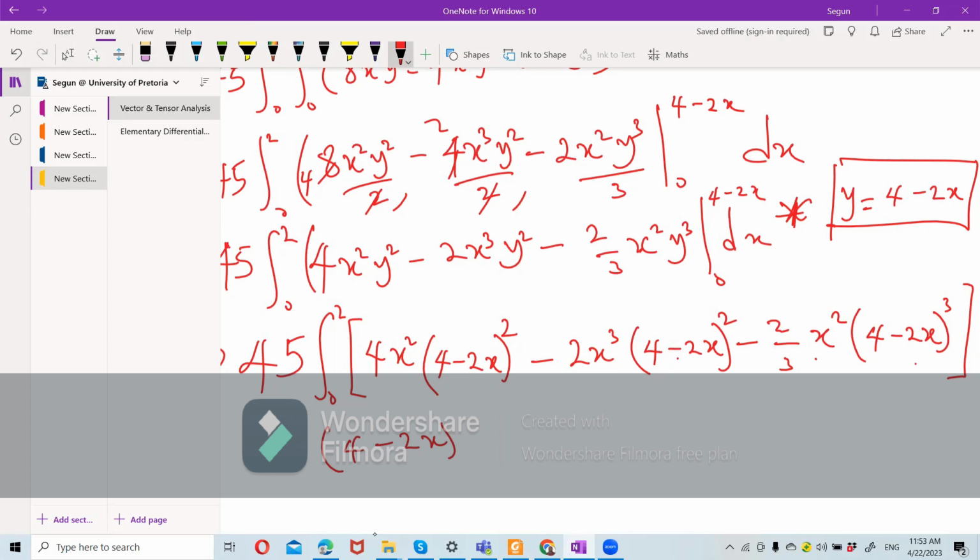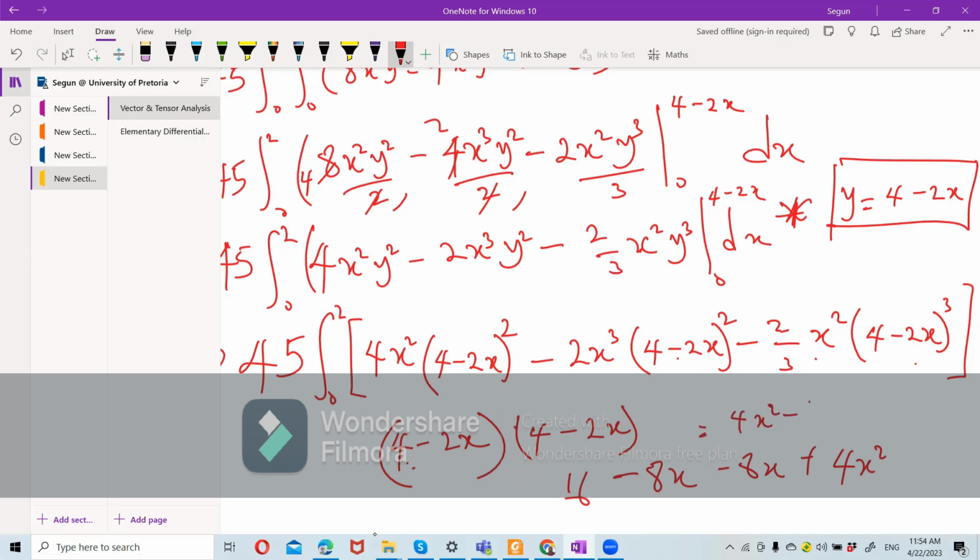Yes, sir. If you look at it, you need to integrate first before you can substitute it. So go and open the bracket. Okay, how do you open this bracket now? 4 minus 2x is what? 16 minus 16x plus 4x squared. 4 times 4, 16. Minus 8x minus 8x plus 4x squared. So you have the answer to be 4x squared minus 16x plus 16.